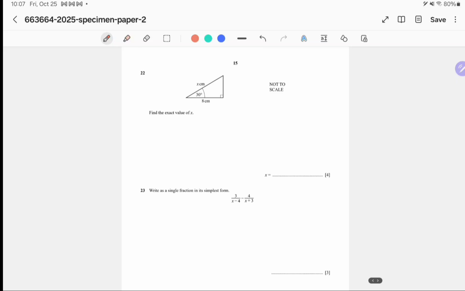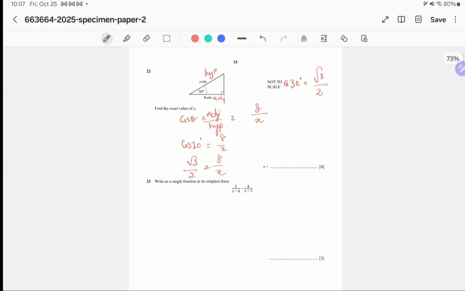22nd question. Here find the exact value of x. Okay, so how will we find the exact value of x? Here this is the hypotenuse, this is adjacent to the angle, so we can use cos theta, but we have to remember the value for cos 30 and others because no calculators are used. So cos 30 is root 3 by 2. Cos theta equal to adjacent by hypotenuse, which is 8 by x. Cos 30 degree equal to 8 by x. Cos 30 is root 3 by 2 equal to 8 by x.